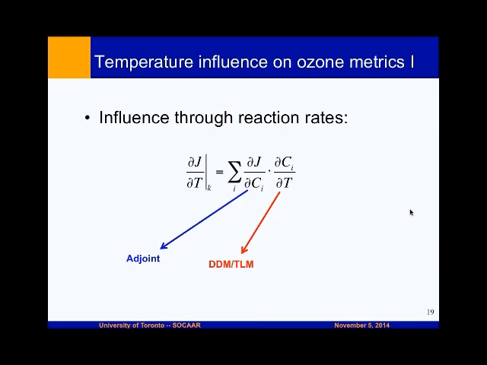This really is essentially the adjoint variable that comes from your adjoint model. This is something that we can calculate using a forward sensitivity method, which we call tangent linear model or the decoupled direct method. But this comes from a forward sensitivity, this comes from a backward sensitivity. You combine them together, you get that sensitivity to temperature from rate constants.